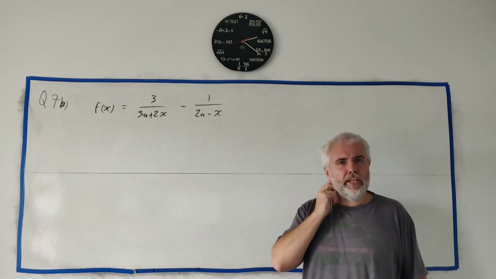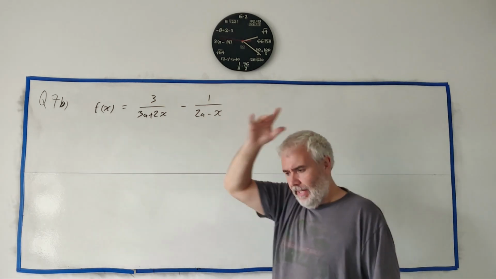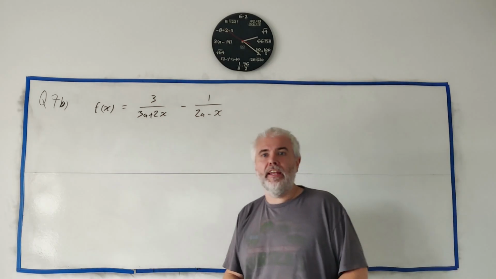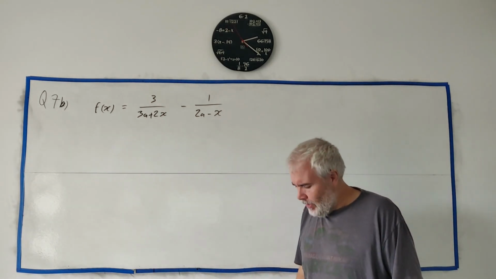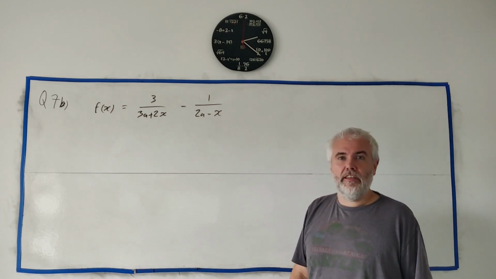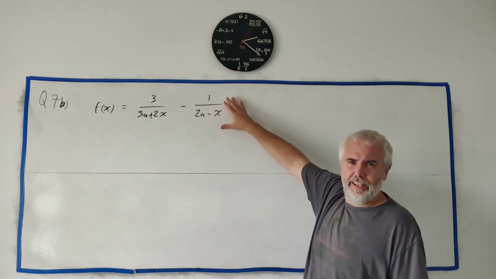Part B is quite tricky. They ask you to obtain an expression of f(x), which they gave to us in part A, but we now know also looks like this, in ascending powers of x, up to and including x squared. It's especially tricky because if you weren't able to do part A, you're sort of stuck in part B. You needed something like this.